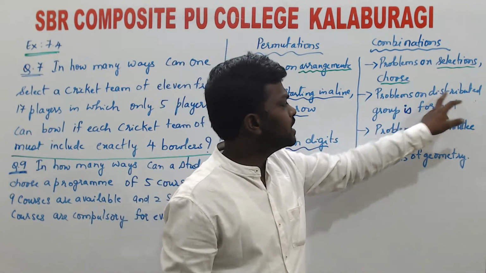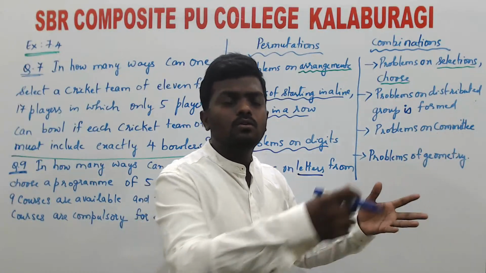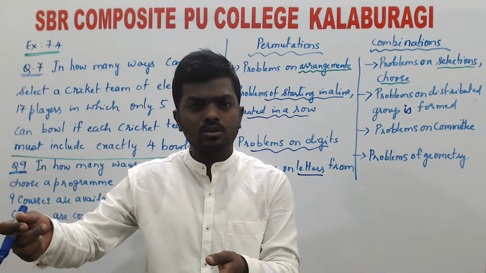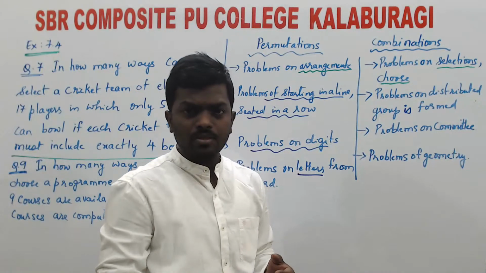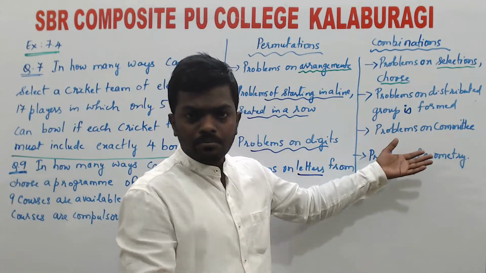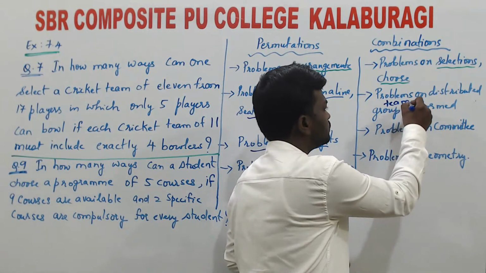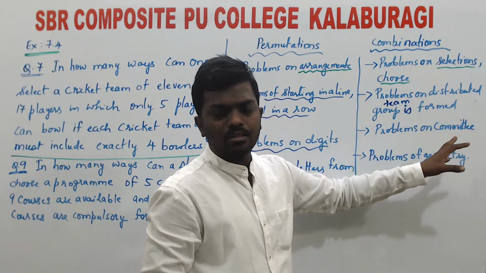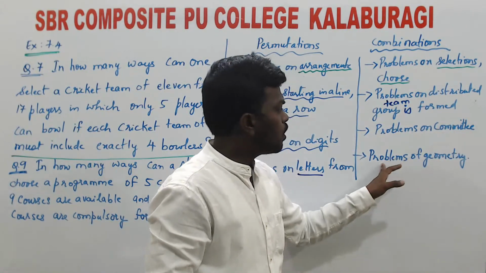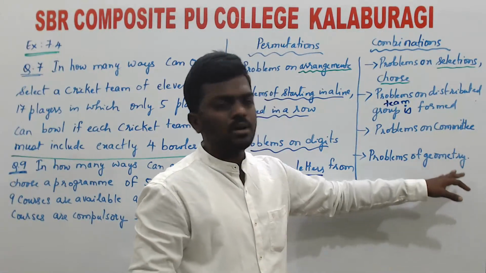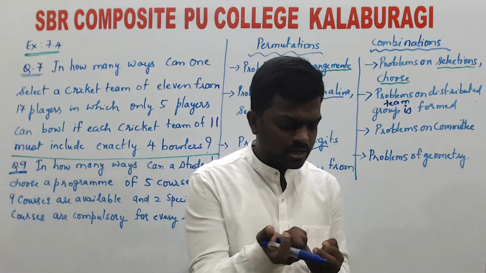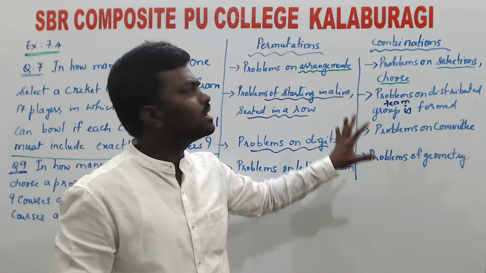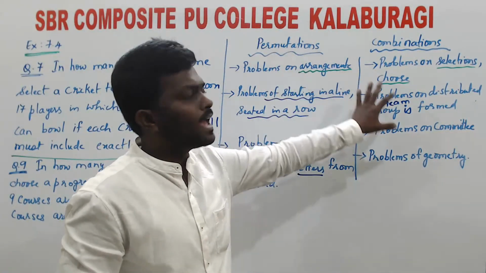Next, problems on forming groups. For example, 3 boys and 4 girls, 6 red balls, 3 black balls, 5 white balls, and picking three from every color; you are making a group. Or a team, or problems on committees: so many people are there, and we have to make a committee of 5. Or geometry problems, which we shall see in tomorrow's class, based on our discussion paper. Don't worry. These are some basic differences between permutation and combination problems.